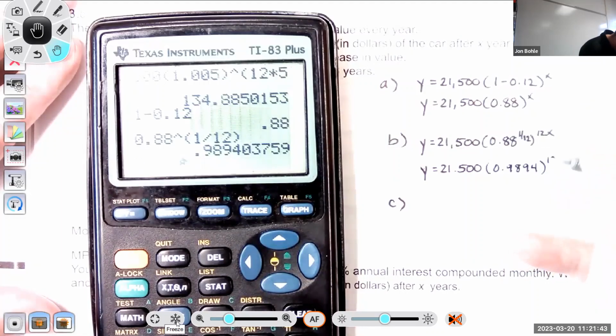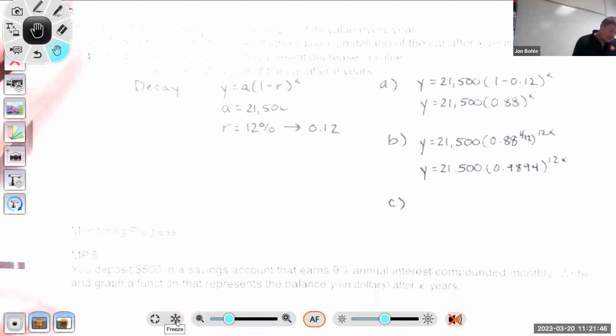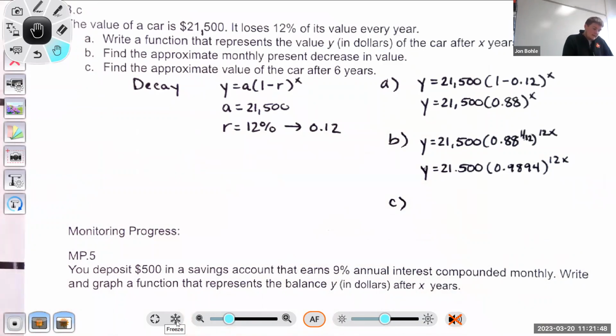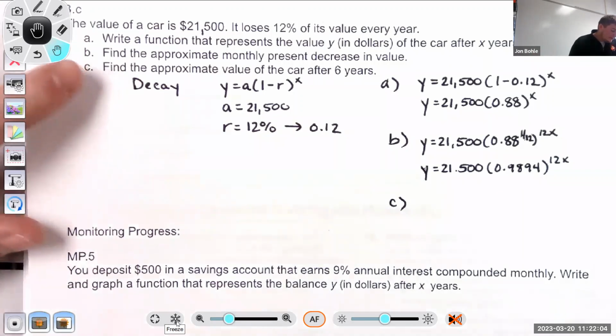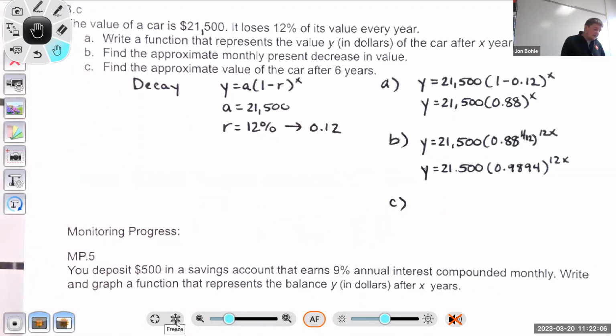0.9894 to the 12x power. A little bit more than 1%, because it doesn't work linearly. It's not just going to be a 2% loss each month, because you lose a little bit, and then the value that you have left loses a certain percentage over and over again. Okay. Part C, find the approximate value of the car after 6 years.